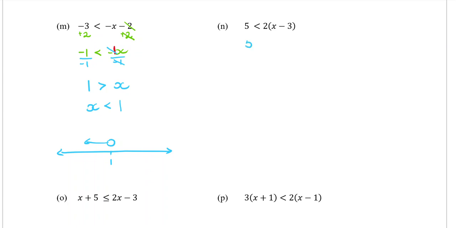Question N, expanding the brackets. We're going to leave the 5 is less than 2 times x is 2x minus 2 times 3 is 6. Moving the numbers away from the x, we're going to add 6 first. So we go plus 6 plus 6. 5 plus 6 is 11, is less than 2x. Then we're going to divide by 2.